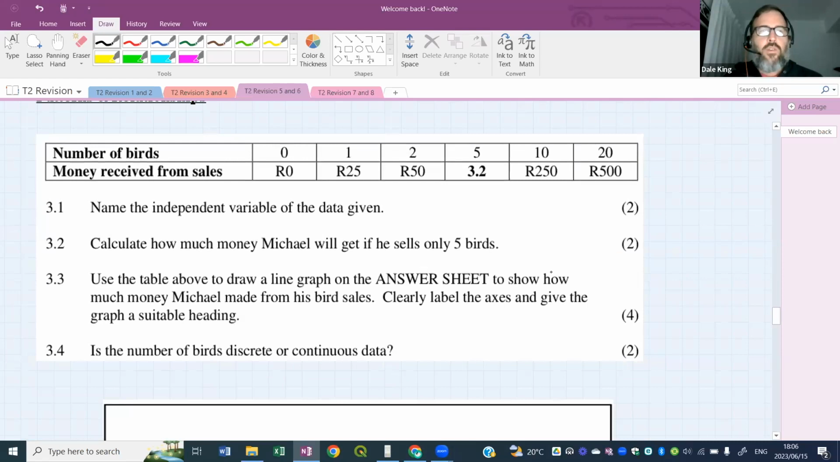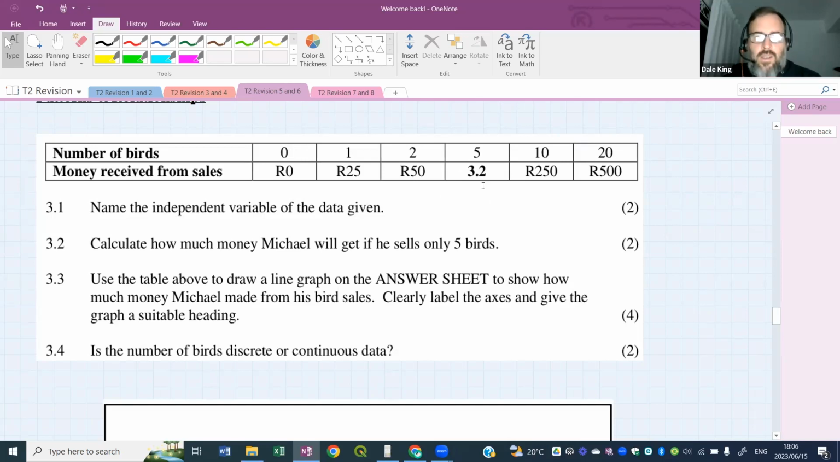Okay, this person sells birds. They have a breeding pair of birds and they sell the little babies, and they make a little bit of money off the sale of birds. Here we have a table showing the values for the number of birds sold. At the top we have the number of birds from 0 to 20, and at the bottom we have money received from sales of those birds.